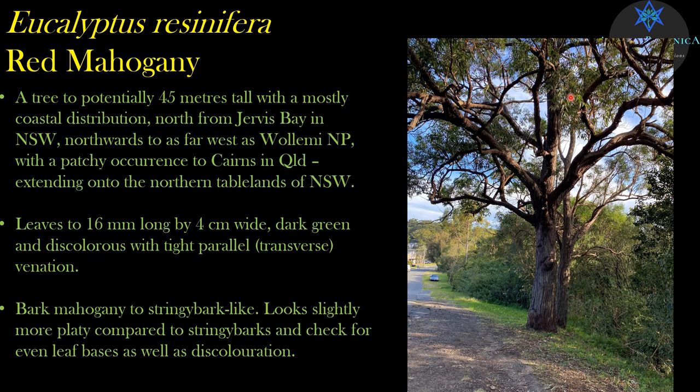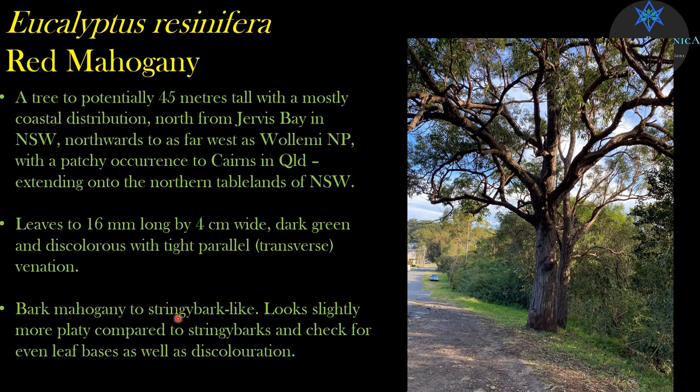And the thing that the stringy barks have is an uneven leaf base. And we're going to look at that when we get onto the stringy barks. But these guys don't have that uneven leaf base that the stringy barks have. They've got a nice even leaf base, longer leaves generally, they're discolorous and a different sort of venation. They've got different juvenile leaves as well to the stringy bark.